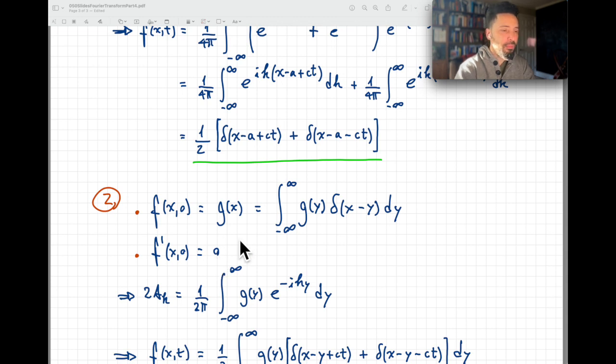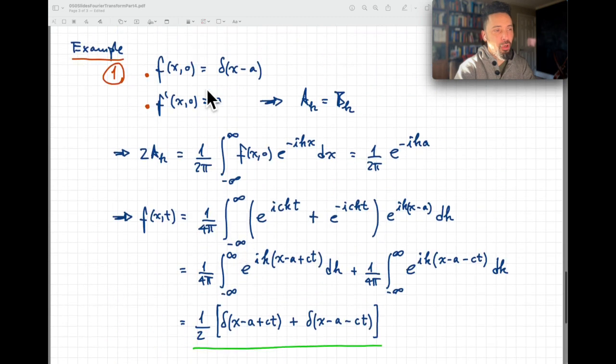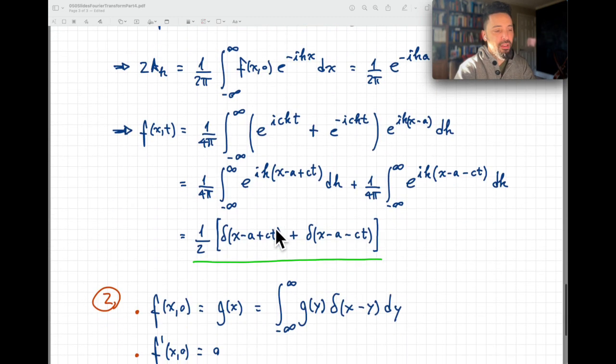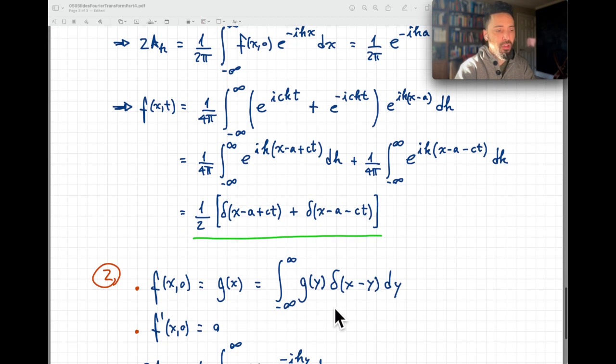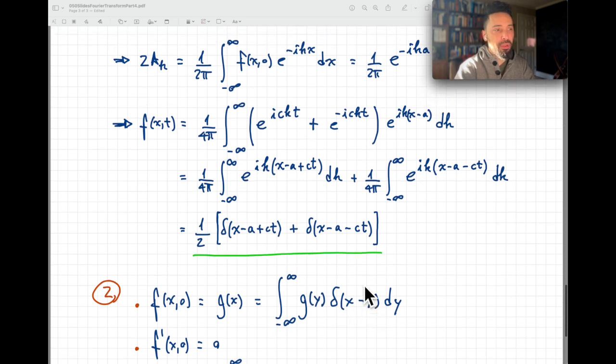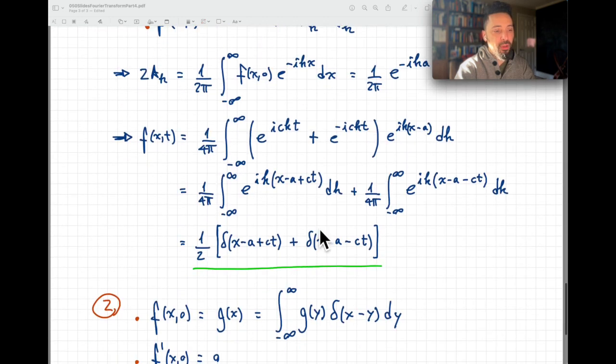Now here, we can make use of our previous solution. And the way to take advantage of what we already know, the solution for the delta of x minus a, is to write this g(x) itself as an integral. So this g(x) can be written as an integral from minus infinity to infinity of g(y), now this y is an auxiliary variable, delta of x minus y, dy. So this integral, if you do it, is just g(x). There's nothing else, of course. But now the whole x dependence is in this delta of x minus y. And so this y is going to play the role of a in our previous solution. And in a way, what we're doing is simply superimposing a bunch of solutions.